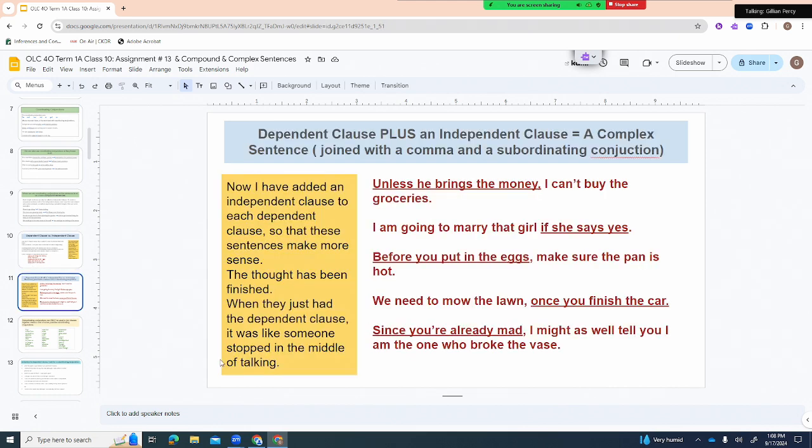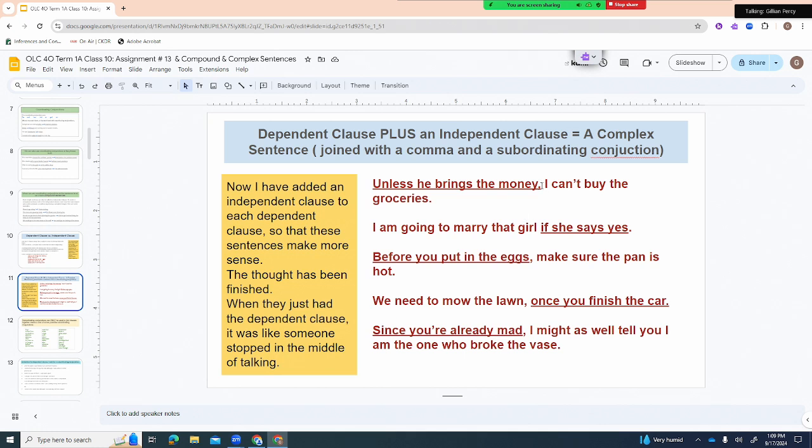So on the next section, here I've added an independent clause. Once you have that dependent clause plus the independent clause, now you have a complex sentence. You're still joining it with a comma, but now you're joining it with a subordinating conjunction. Now, the reason is a dependent clause is sometimes also called a subordinate clause. So a subordinate clause and a subordinate conjunction, they go together, okay? But sometimes dependent clause makes it more clear to people that it's attached to the independent clause, okay? Unless he brings the money, comma, I can't buy the groceries. I am going to marry that girl if she says yes.